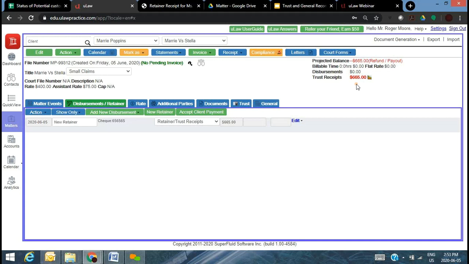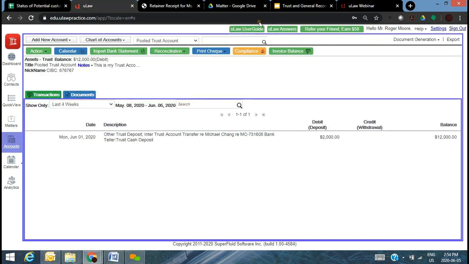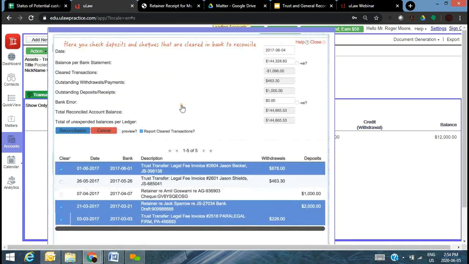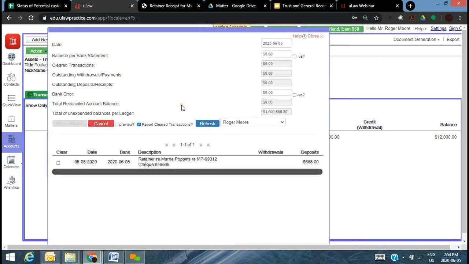I'm going to assume that this money now has been deposited into the bank as well. If that's the case, your bank statement would say $665 as of this day. If I go into my bookkeeping system, in this case uLaw, and do that same trust reconciliation process again. Voila. Now you see a transaction appear. Previously, there was no transaction.